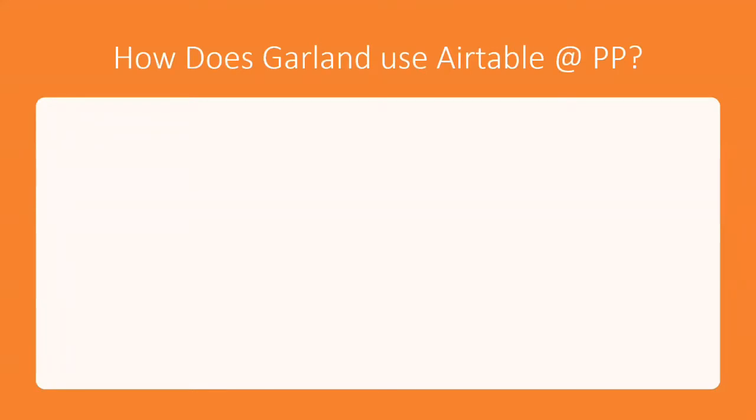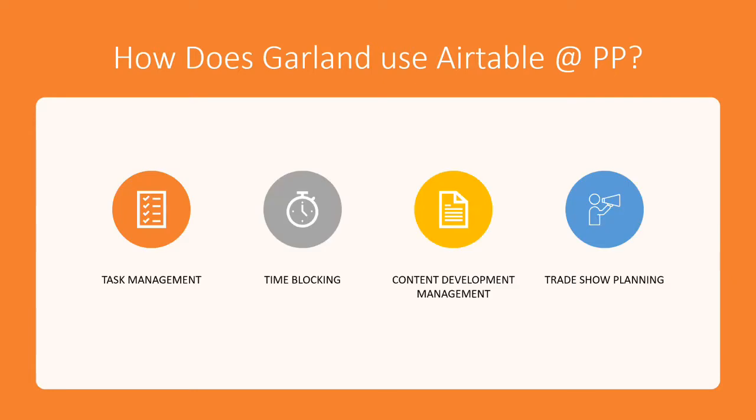So what does Garland use Airtable for at PresentationPoint? Well, there's probably more than these, but here's what I came up with quickly off the cuff. I use Airtable to manage all the tasks that I do for PresentationPoint. So I can easily drop my tasks in, mark them done. I can share my tasks with Kurt so he can see what I'm working on. It's just a really great system to put my tasks in. I also use it for time blocking. So what am I working on during this next time period? Am I working on content creation? Am I working on partnership outreach, like finding strategic partners to work with?